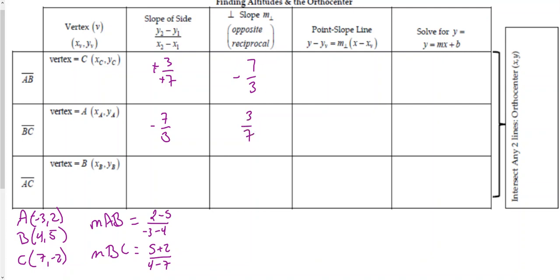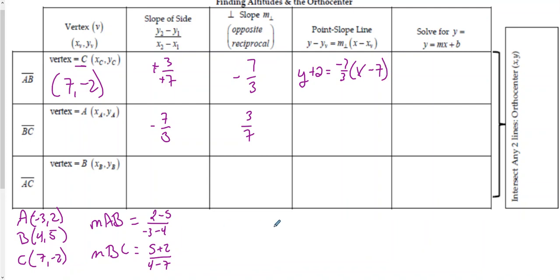Now that we have the slope of the lines, the slope of the altitudes is really what we're working with here. We have the slope of the altitude. We need a point that each altitude will go through. The altitude to AB will go through point C. I have that as 7, negative 2. So we'll use that with the perpendicular slope to write the equation y plus 2 equals negative 7/3 times x minus 7.